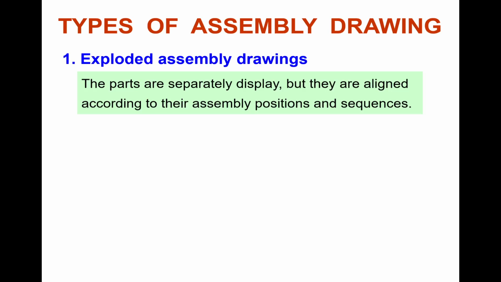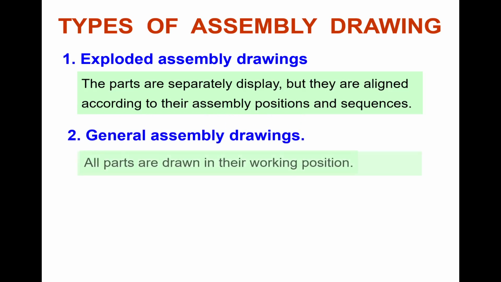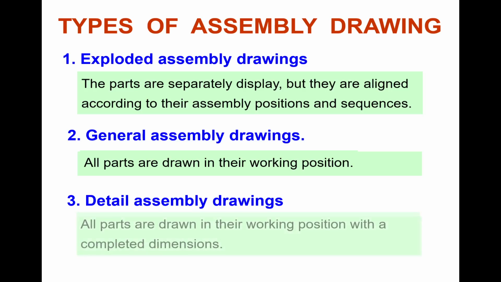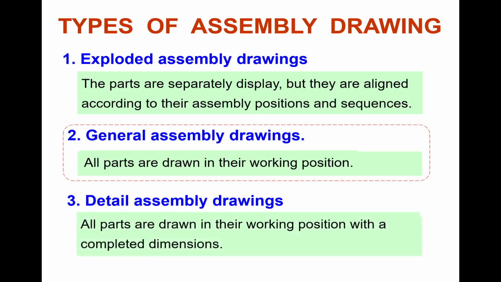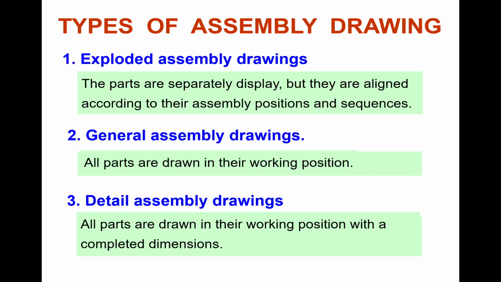Okay, so there are two types of assembly drawing. The first one is the exploded assembly drawing. Okay, in the exploded assembly drawing, the parts are separately displayed but they are aligned according to their assembly positions and sequence. And then we have the second type of assembly drawing known as the general assembly drawing. In the general assembly drawing, all parts are drawn in their working position. And the third type is the detailed assembly drawing where all parts are drawn in their working position with the completed dimensions. Okay, so we will focus on these general assembly drawings.